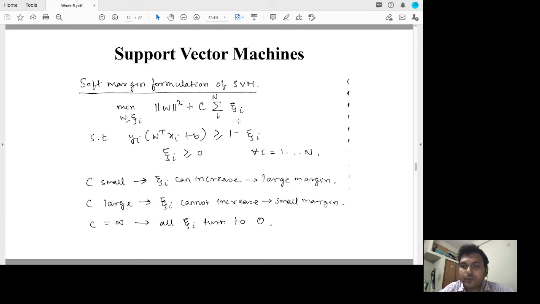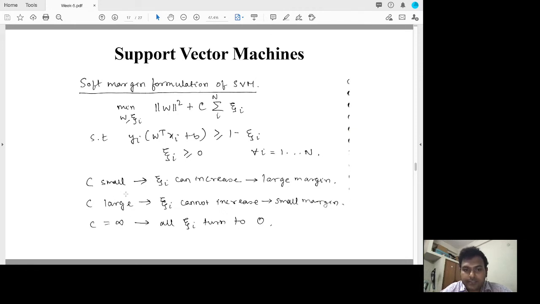increase xi if I want, because c is small. So xi can still increase, and the value of this objective function will still be low. So xi can increase. If xi can increase, this means a large margin is there, but there will be many misclassifications.